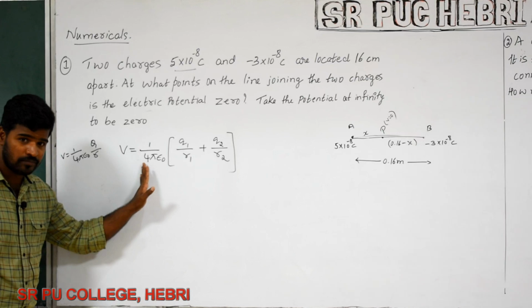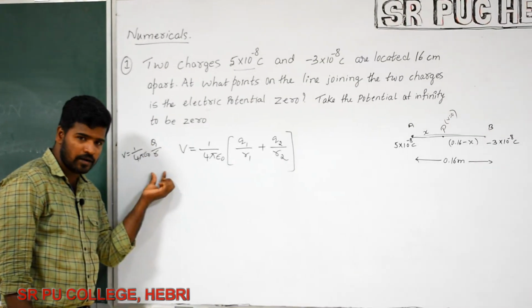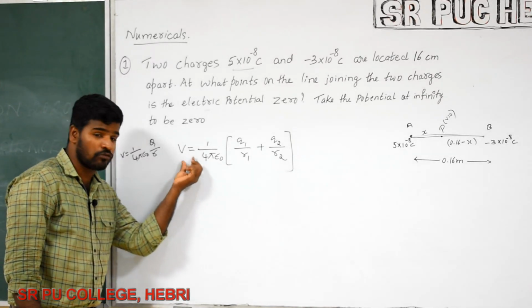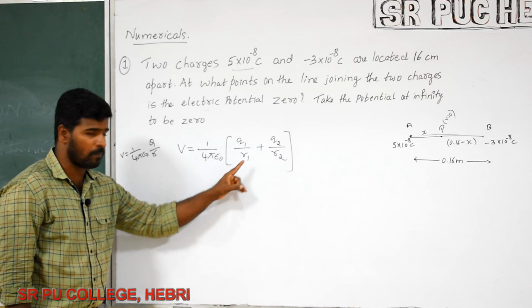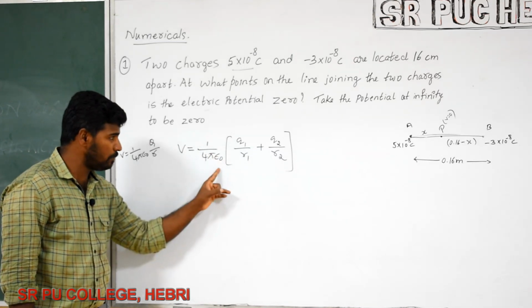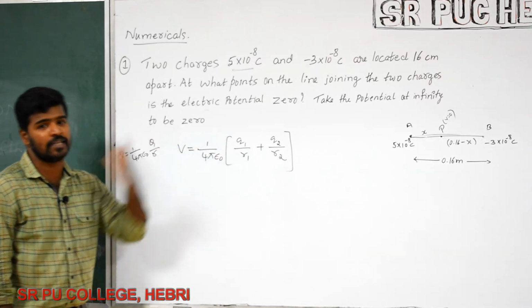Based on that equation, electric potential V is equal to 1 by 4 pi epsilon naught q divided by r. Based on this equation, we write the equation for the two charges: V is equal to 1 by 4 pi epsilon naught q1 by r1 plus 1 by 4 pi epsilon naught q2 by r2. In that, 1 by 4 pi epsilon naught is common, so it is taken outside.